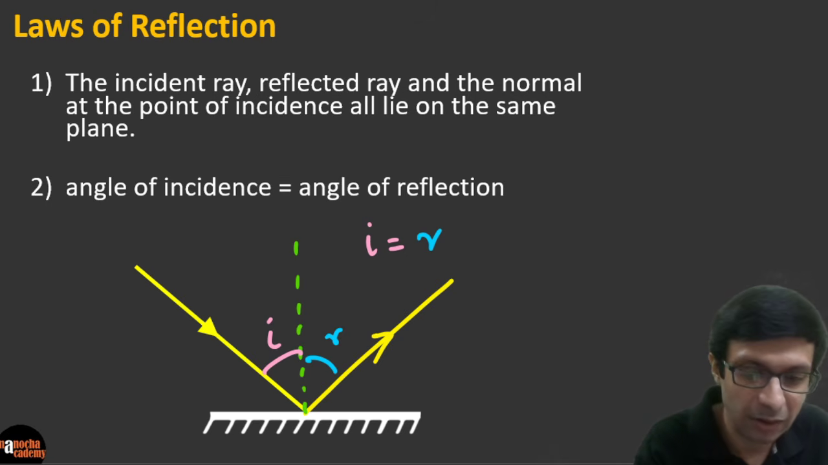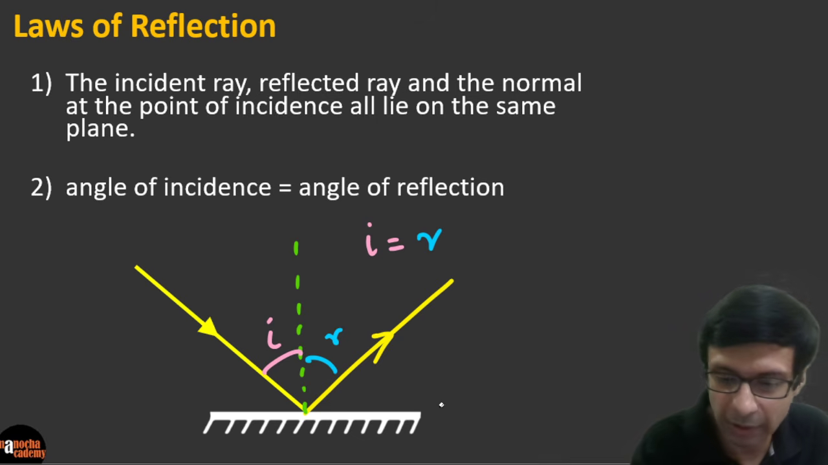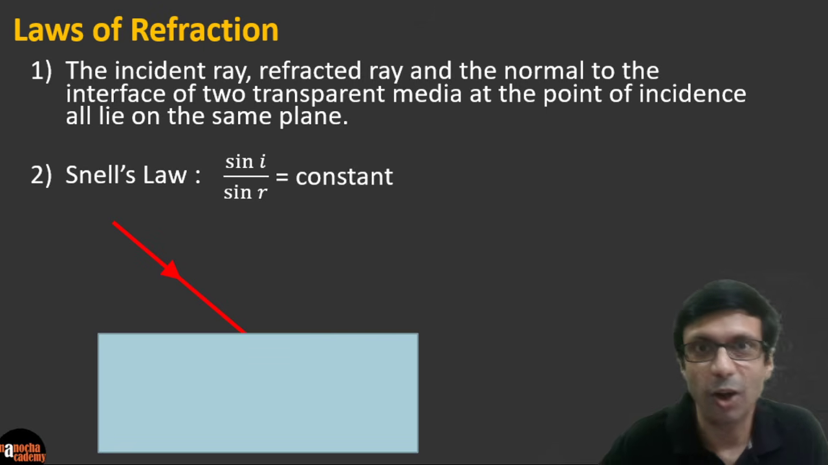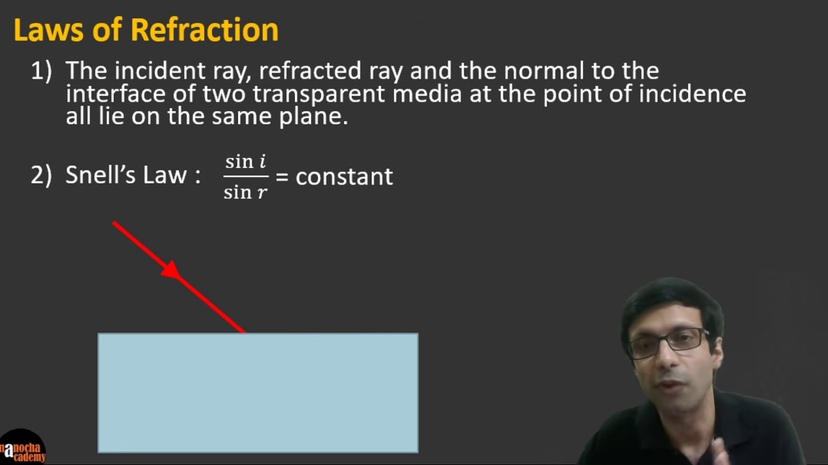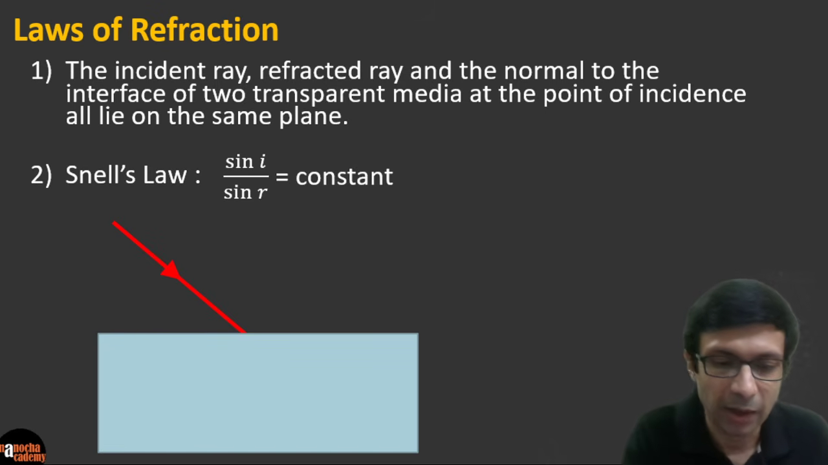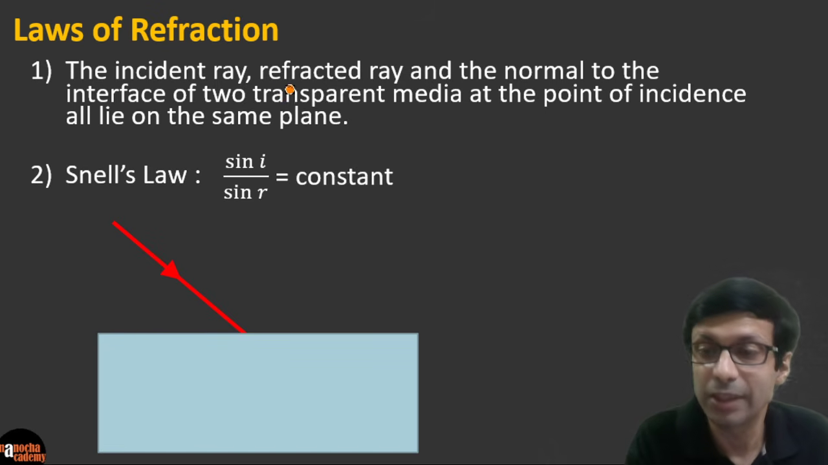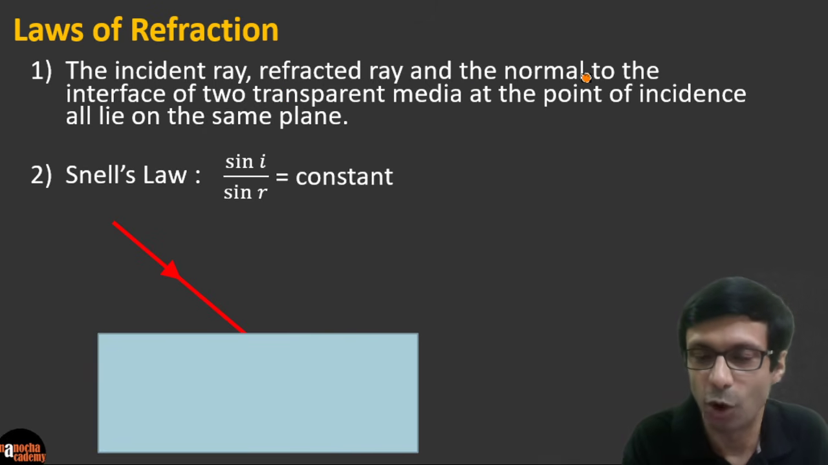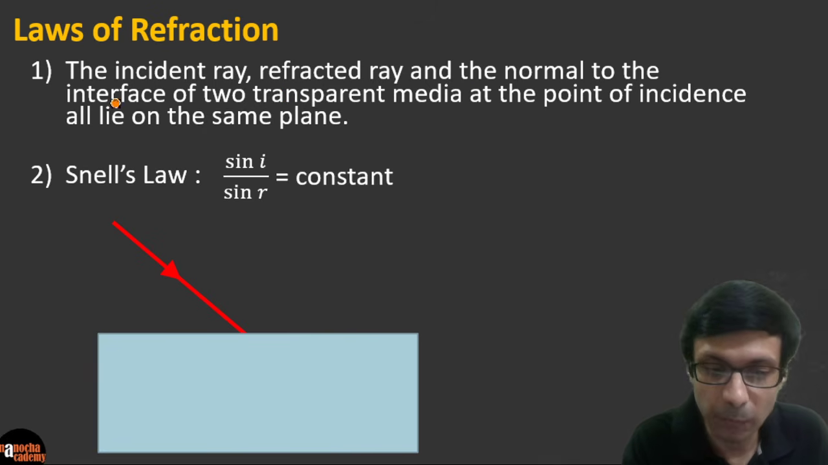Now let's look at the laws of refraction. This was for reflection, meaning this is for a mirror as shown here. Now let's take a look at the laws of refraction of light. The first rule is pretty similar. Again, we have the incident ray, and now instead of the reflected ray, it's going to be the refracted ray and the normal to the interface of the two transparent media.